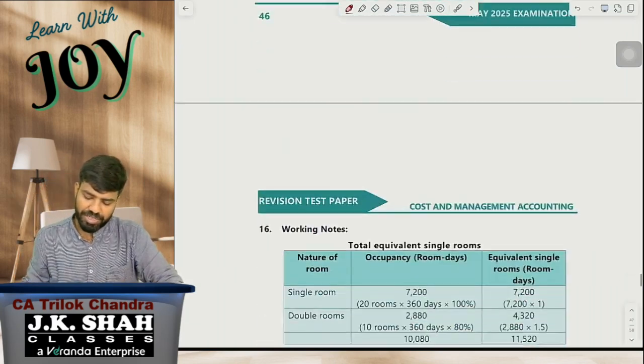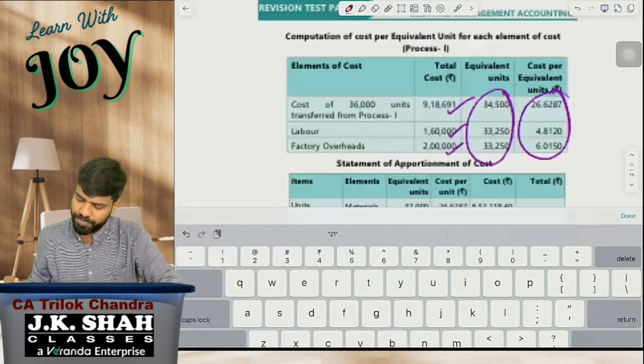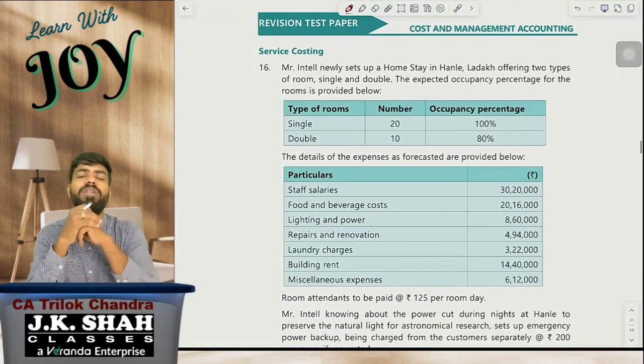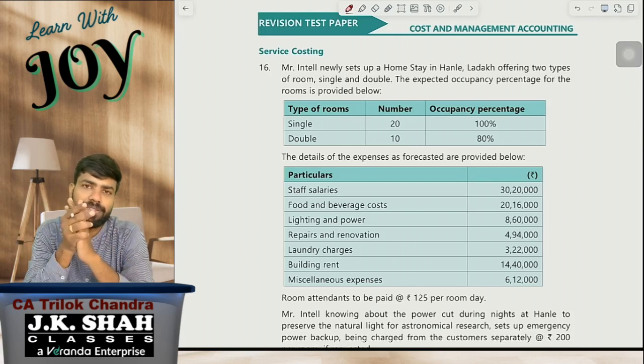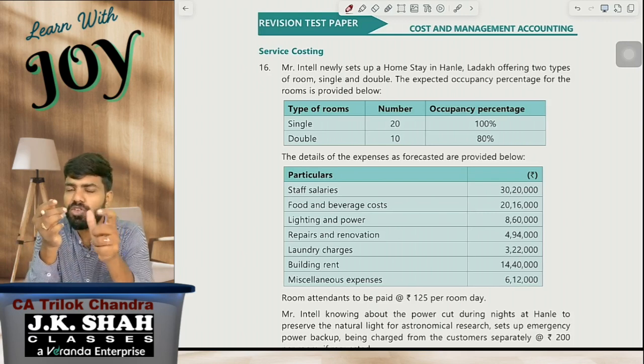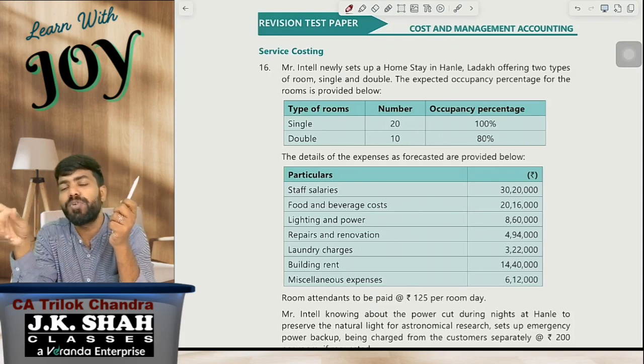look at the service costing. Service costing, we all know, is one of the very simple chapters. It's all about making the total of cost, calculating the total cost and dividing by the cost object. We'll get the cost per cost object. But the only point which we need to understand in this chapter is that when it comes to cost object, it is a composite cost object.